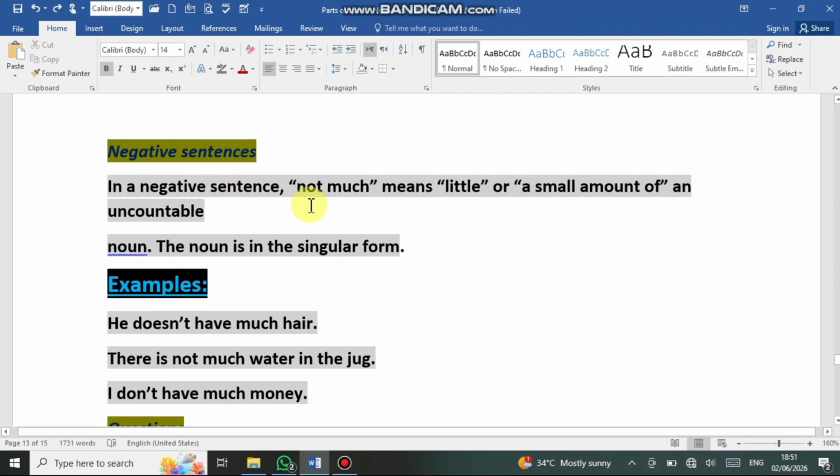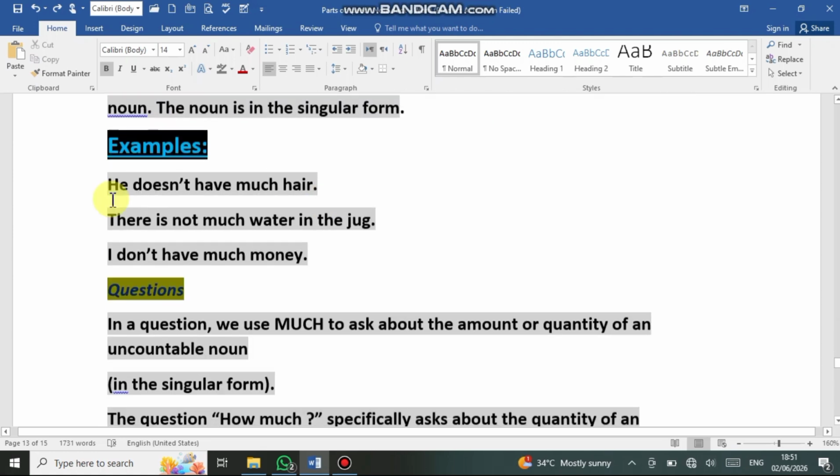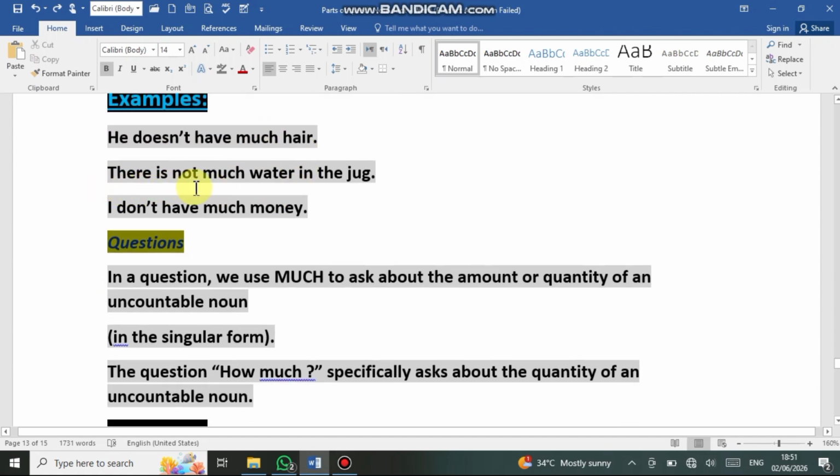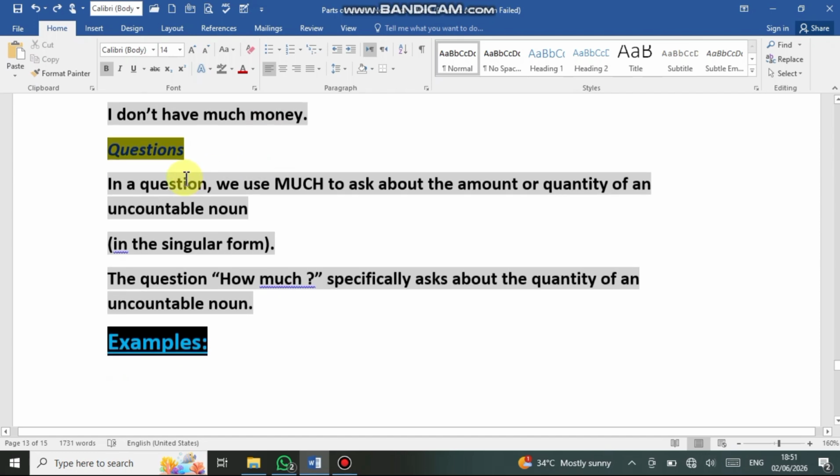Negative sentences. In a negative sentence, not much means a little or small amount of uncountable nouns. The noun is in the singular form. Example: he does not have much hair. There is not much water in the jug. I don't have much money.